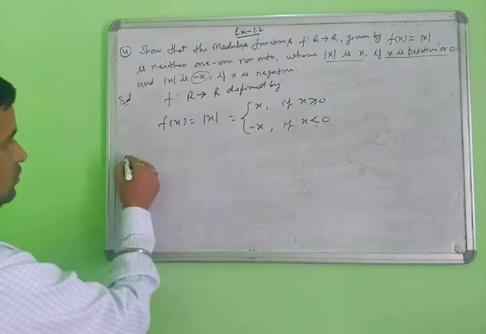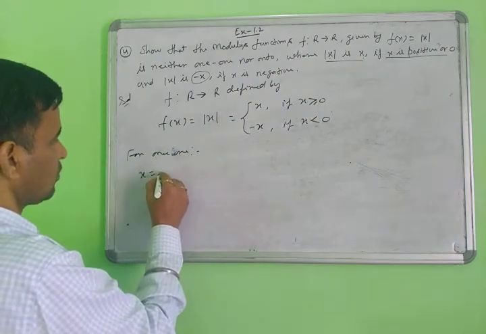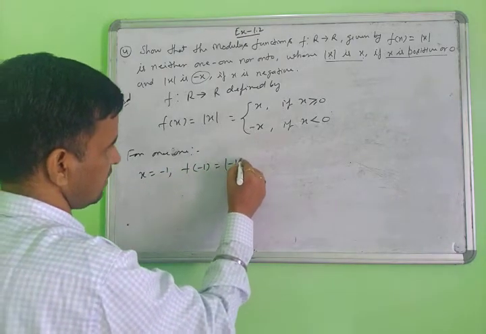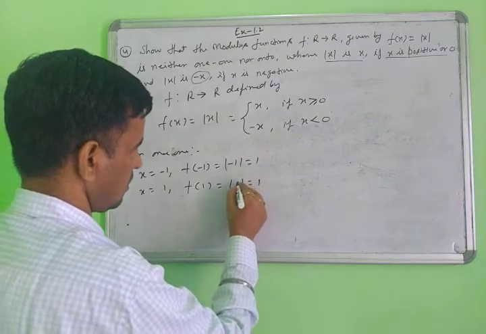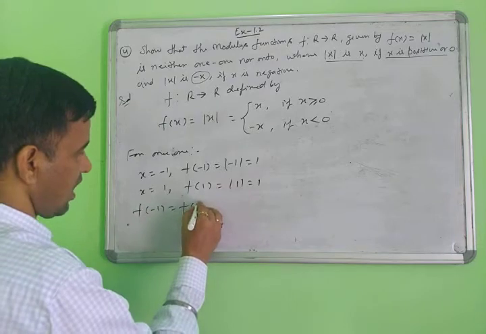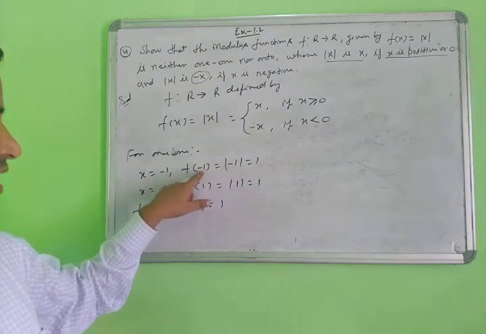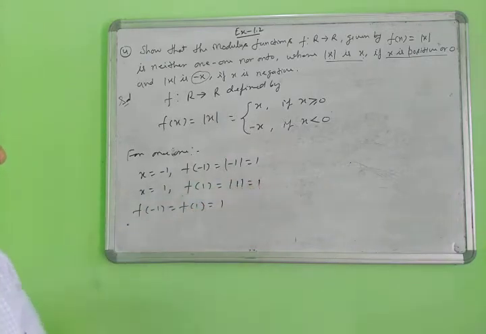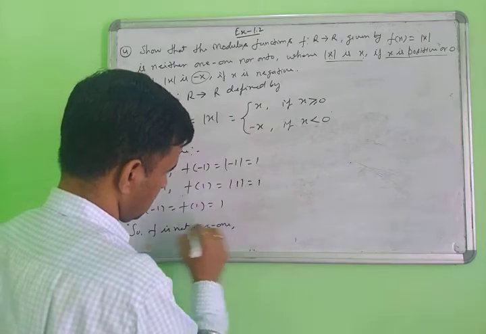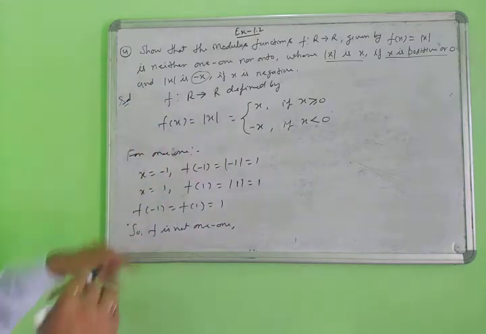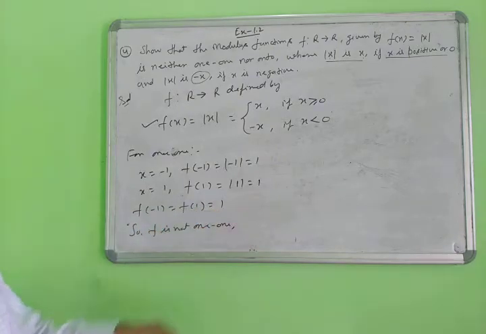Yes, now start the question here, 4 on 2, 4, 1, 1. Suppose you put the value x equal to minus 1. What is the value of f(-1)? The value comes to 1. Suppose you put x equal to 1. Then the value is also 1. It means f(-1) equals f(1) equals 1. Both elements have the same image. Negative and positive values both have the same image in the codomain. So f is not 1-1. This function is not 1-1 because minus 1 and plus 1 both have the same image in the codomain. Next, 4 on 2.